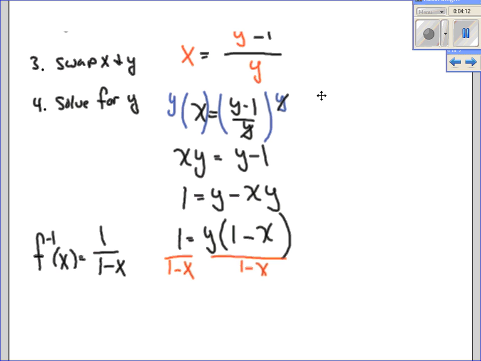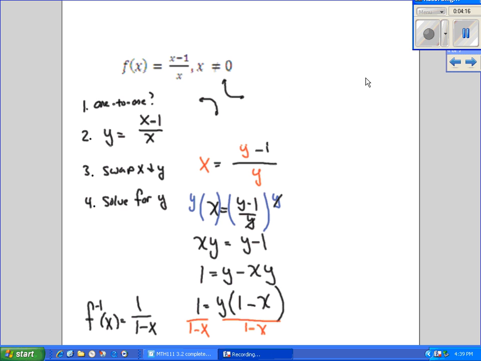Okay, this one's a little more complicated. So this one's a little messier. It is a one-to-one function. It's a little tough to tell. We'll talk more about graphs of rational functions later on.